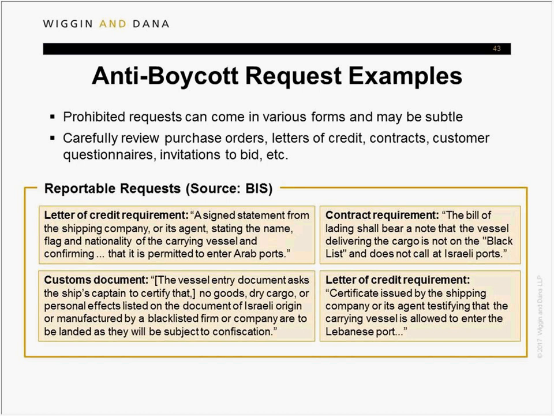I'm going to point out one that is less obvious than the others. For example, a letter of credit requirement here, which is saying that in order to get a letter of credit from this foreign financial institution, you have to provide a signed statement from the shipping company stating the name, flag, and nationality of the carrying vessel and confirming that it is permitted to enter Arab ports. Well, you don't see the word Israel there anywhere, so it's not so obvious, but essentially an Israeli flagged vessel would not be permitted to enter Arab ports, and nor would vessels flagged under certain countries that are considered to be close allies of Israel. So that one would be a prohibited boycott request.